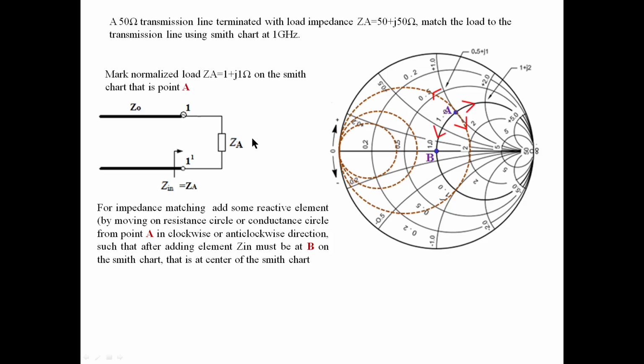So the load is there. From the load, I moved on the resistance circle in the anti-clockwise direction from A to B. That adds which element? A capacitor in series. That is correct. Moving on the resistance circle in the anti-clockwise direction adds a series element. Okay, see like this.